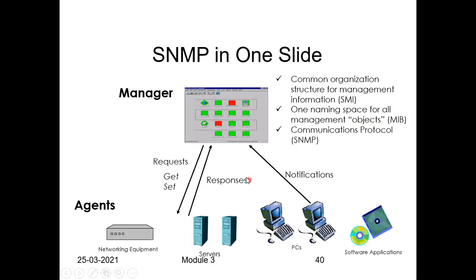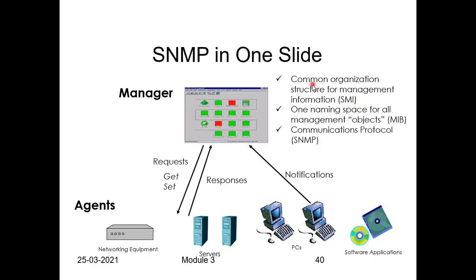Before we actually start with the architecture, as a recap, if I want to say SNMP in one slide, I have a manager, I have an agent. The agent is handling all these network equipment. It can be software, switches, hubs, servers, or PCs. Now, how is this management done? It is done using three things, as we have seen in internet management: SNMP, MIB, and SMI.